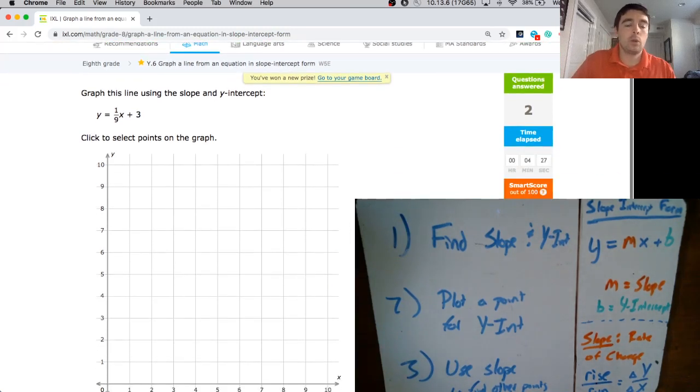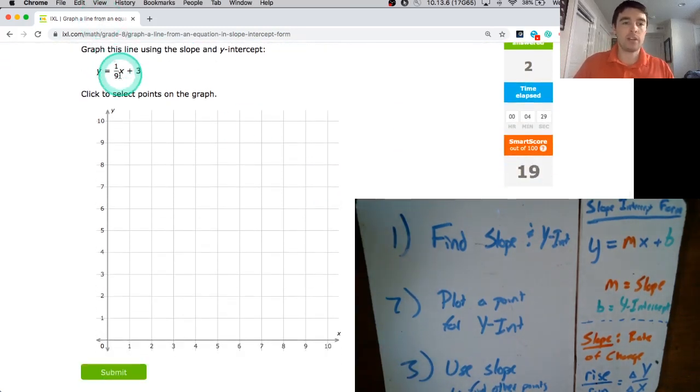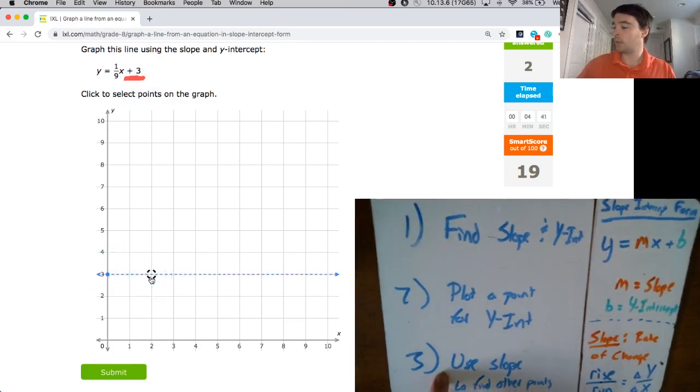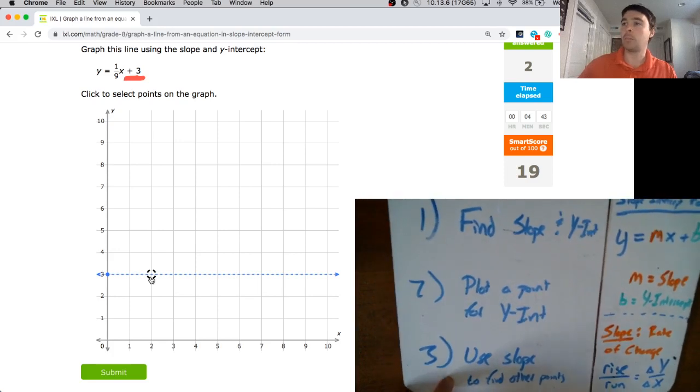So again, new equation, y equals 1/9 multiplied with x plus 3. I'm going to first underline the y-intercept. That's this positive 3 right here. And I'm going to plot the y-intercept. That's step 2. Step 3, I'm going to use the slope to find other points.